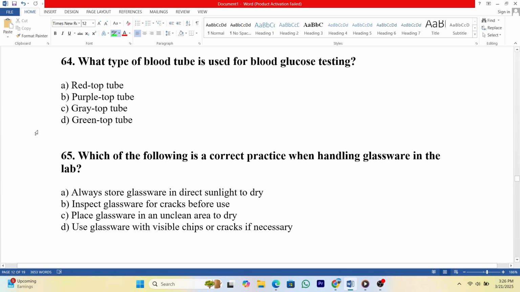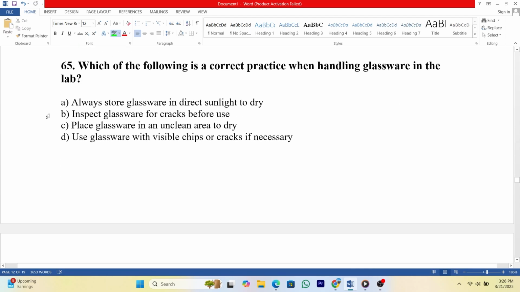64. What type of blood tube is used for blood glucose testing? A. Red top tube. B. Purple top tube. C. Gray top tube. D. Green top tube. Answer: C. Gray top tube.